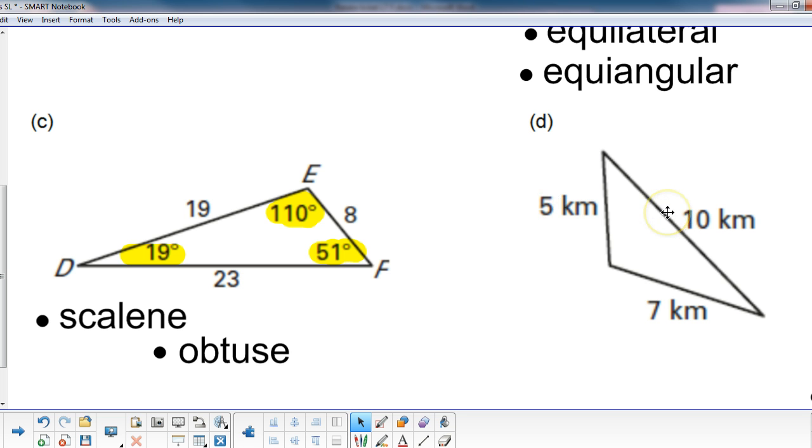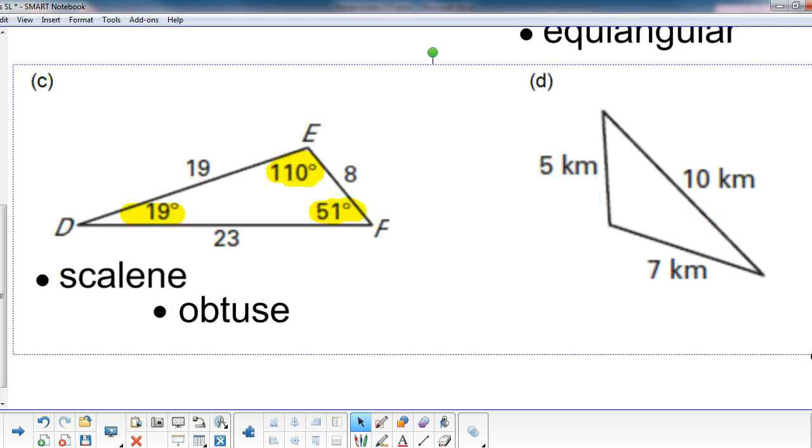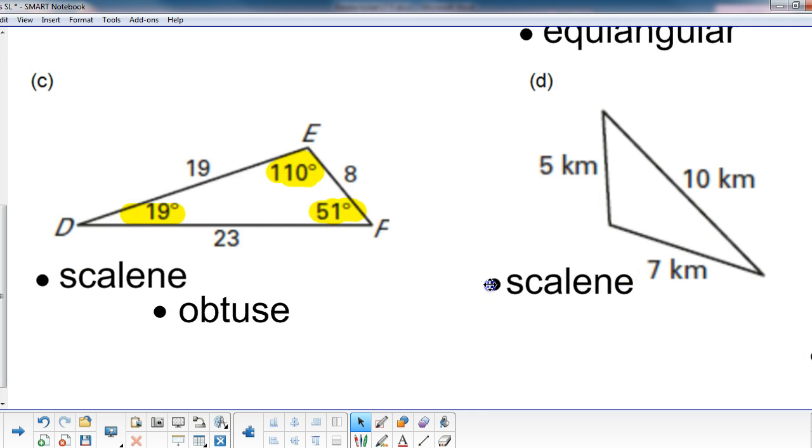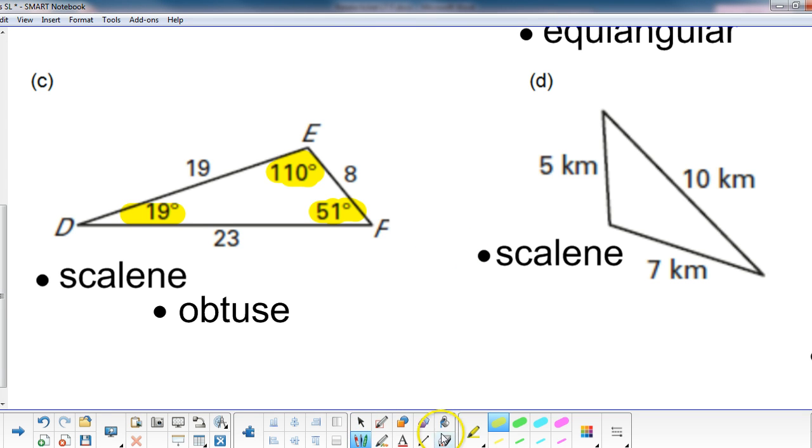Moving on to the last question in this set of questions, letter D, we again have 5, 7, 10 here, 3 different side lengths, and so I know that this is going to be a scalene triangle. But in order to answer the next question, we actually need to use the Pythagorean theorem to check. Now, this may look obtuse, this angle right here, but we want to be for sure.